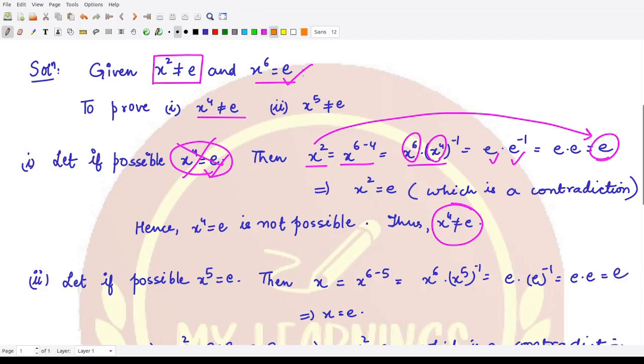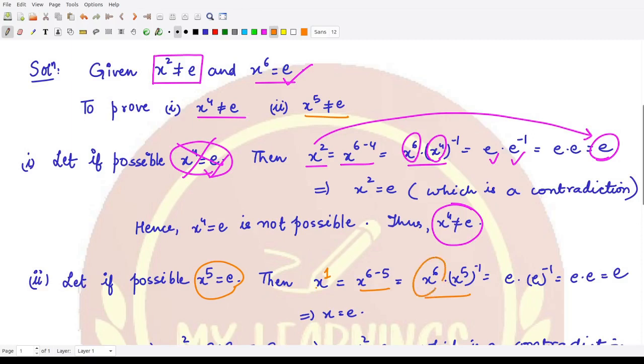In the second part, we wanted to prove this thing, x raised to power 5 is not equal to identity. We again use the method of contradiction. Here we assume that, if possible, x raised to power 5 be e. Then we can write x raised to power 1. 1 could be written as 6 minus 5, and then you can use the laws of exponent to write it like this, separating the bases.